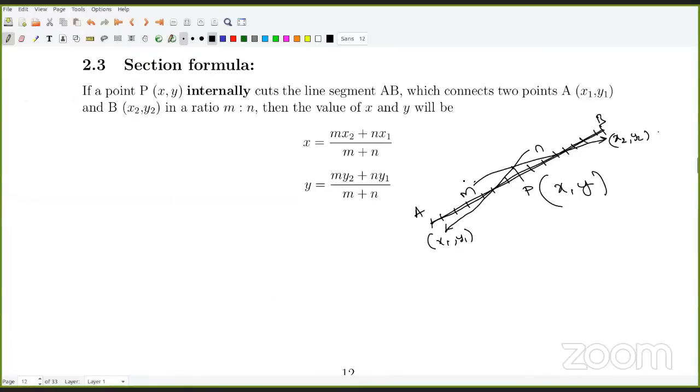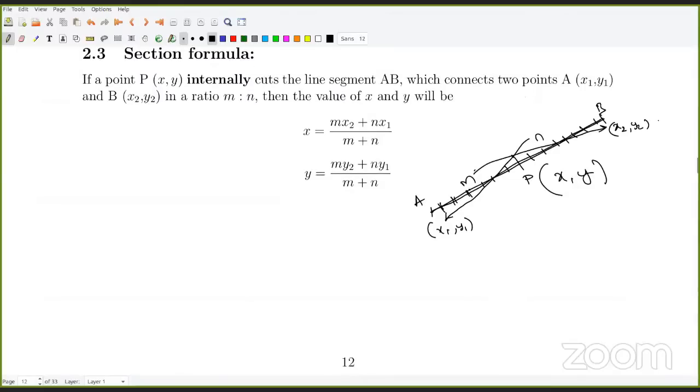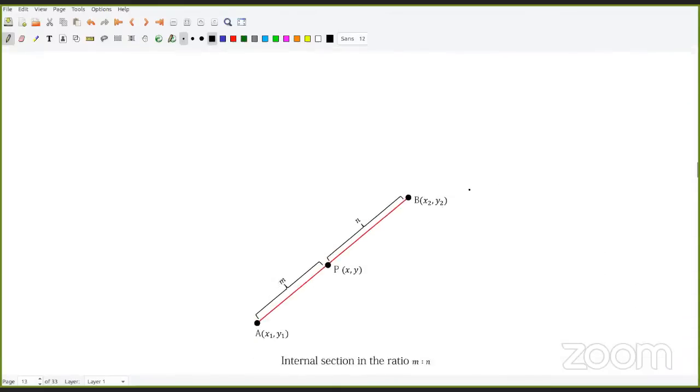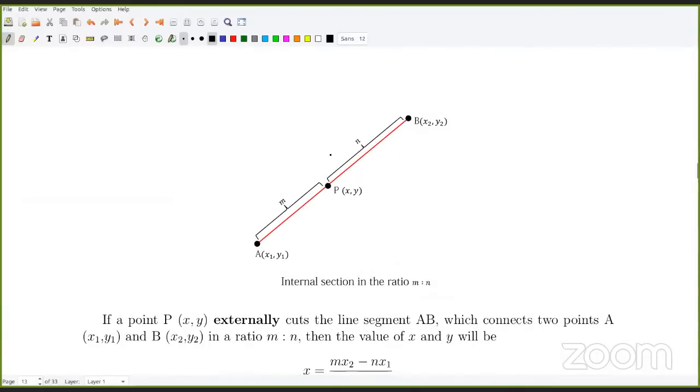Sir, can you repeat what you just told, that dividing the line into m and n components? I just see the ratio. Yes, that's the ratio. If you divide AB into m plus n smaller parts, m parts will lie on the left side and n parts will lie on the right side. So that is what m is to n means. Okay, sir. So this is the ratio in which it cuts.